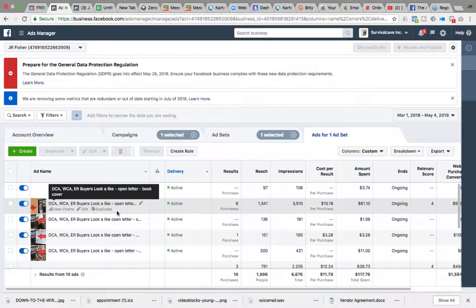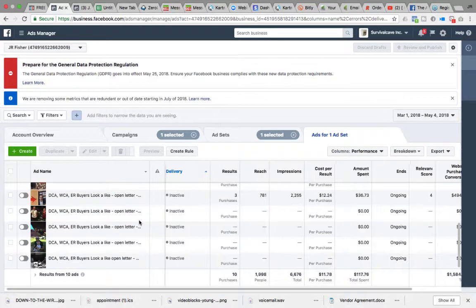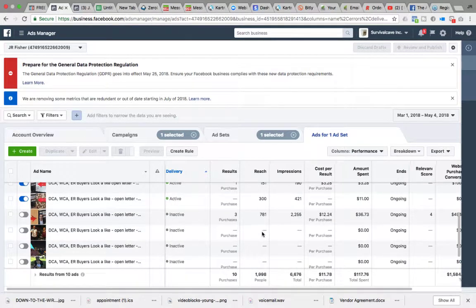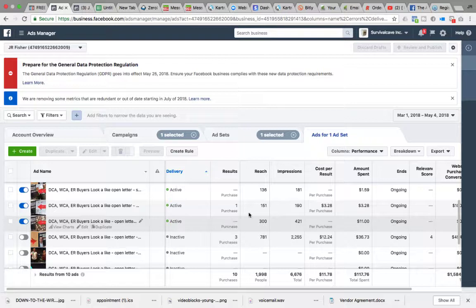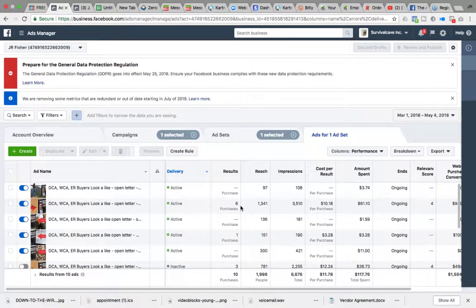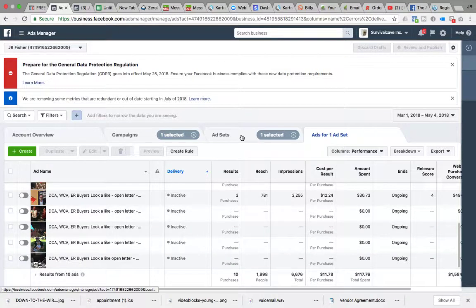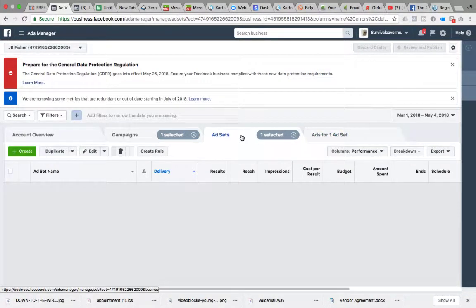Now what you're going to notice is I've got a bunch of different ads in here, right? And some of these ads, they didn't do anything, right? No sales, right? And then some of them did get sales. Some of them I'm still trying out here. This doesn't have a sale yet. This does. This one's got 6. So I'm just testing all these. So let's go back over here. We'll look at the ad sets again.